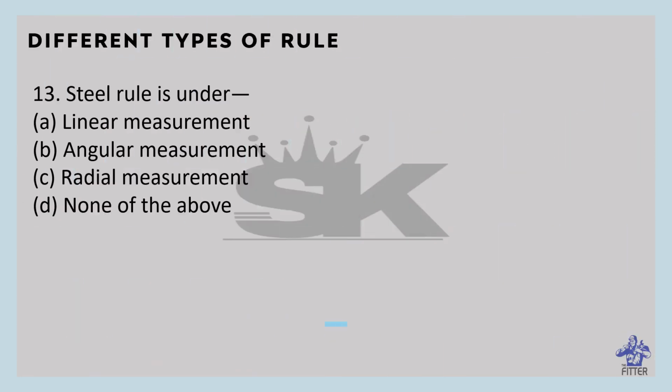Steel rule is a linear measurement instrument. Linear measuring instruments are designed to measure the distance between two surfaces or points. Vernier caliper, micrometer, and steel rules are linear measuring instruments, and protractors, clinometers, sine bars, and spirit levels are angular measuring instruments.